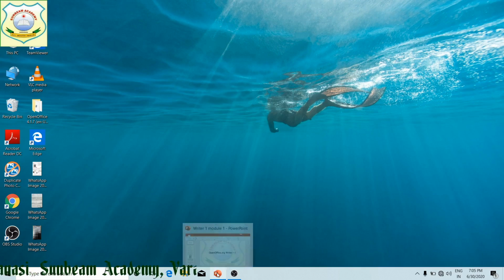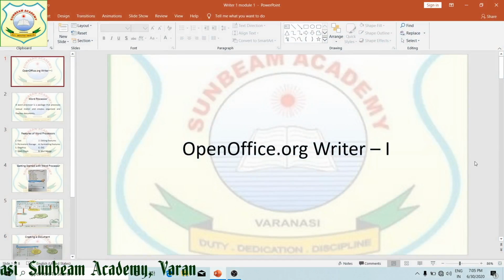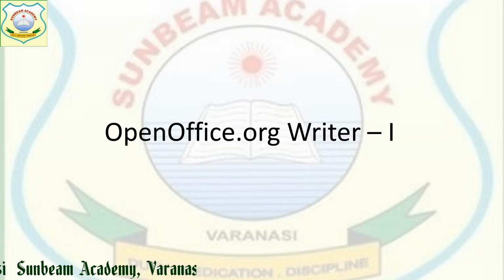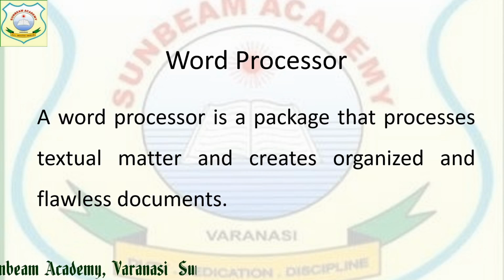So today's topic is OpenOffice.org Writer. In this, we will study the word processor first. What is a word processor? A word processor is simply a package that is used to process our textual matters, and not only does it process textual matters, it also creates organized and flawless documents, right?